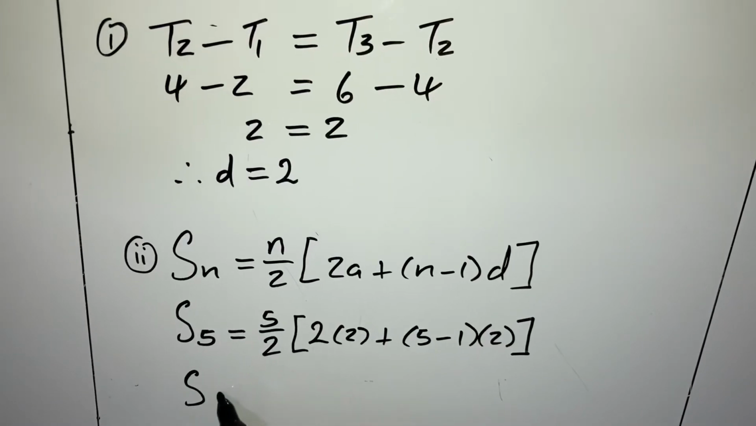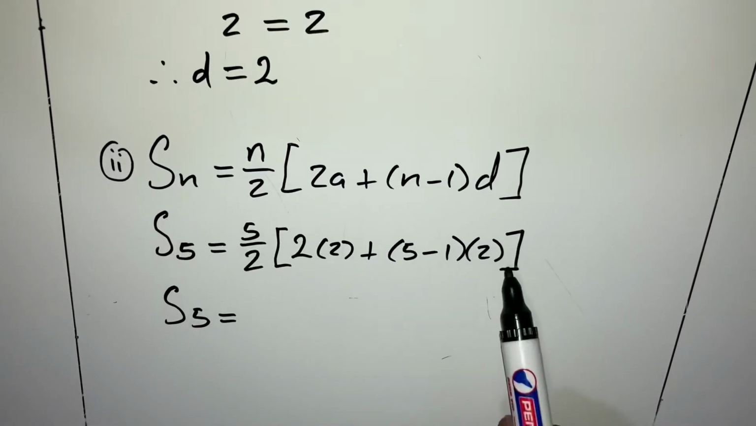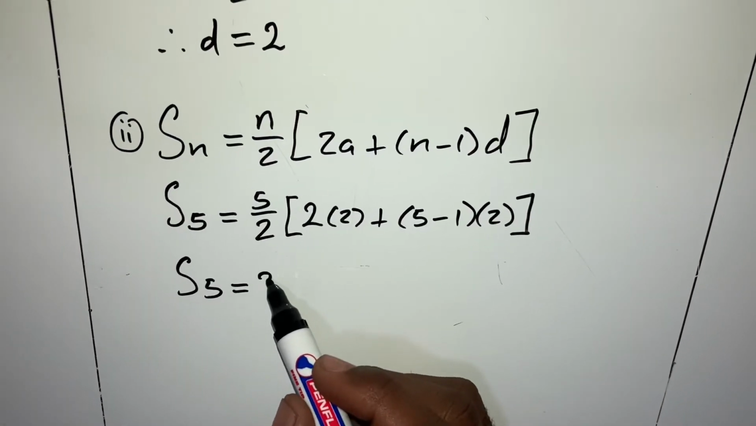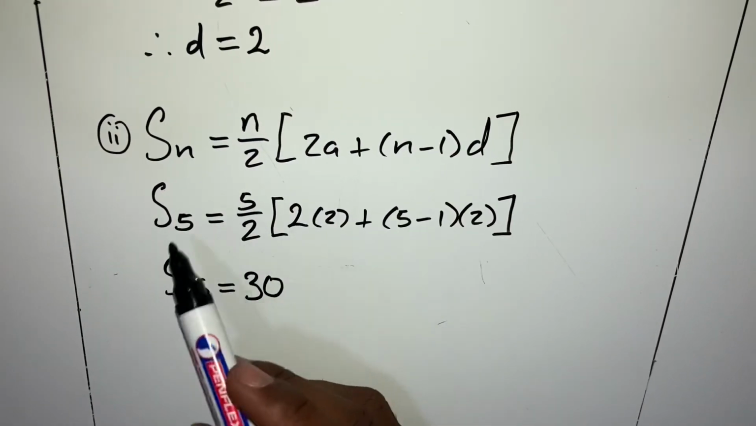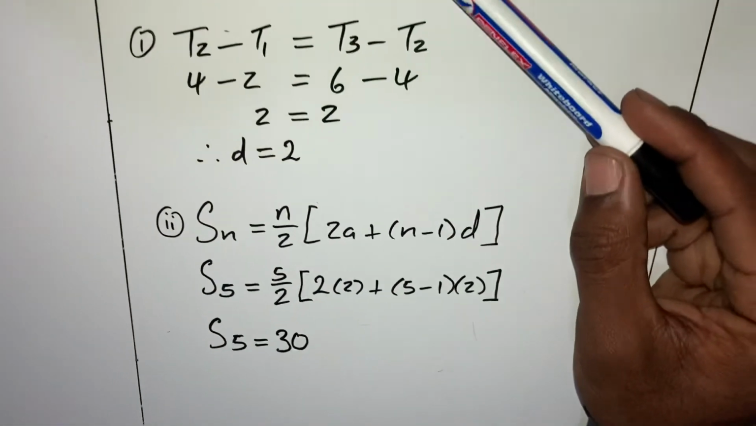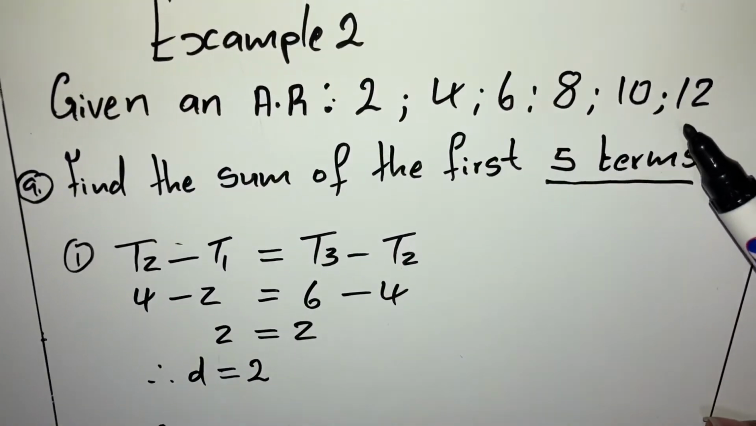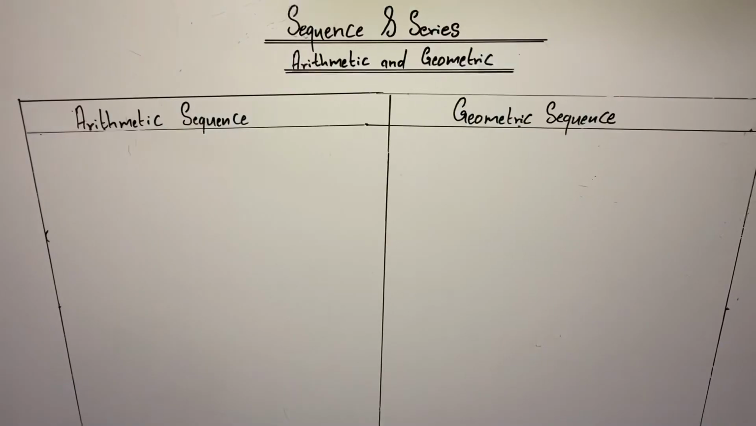Then for the sum of 5 terms, you punch this as it is on your calculator, and you'll get your sum to be 30. So the sum of the first 5 terms, looking at this sequence 2, 4, 6, 8, 10, 12, is 30.